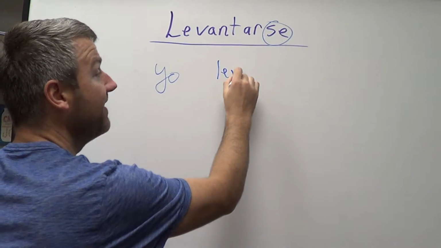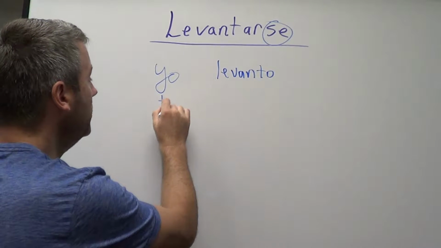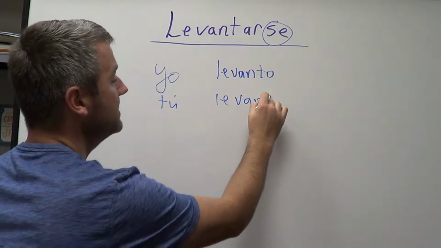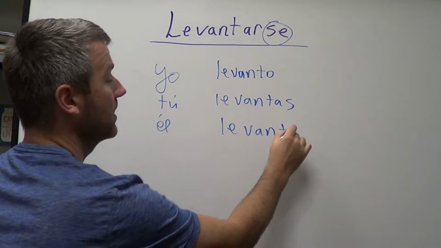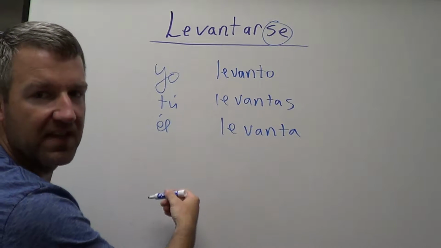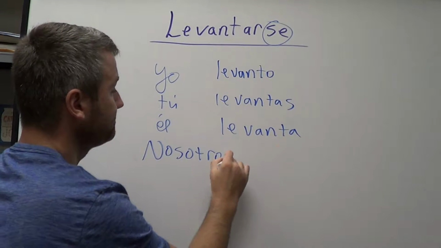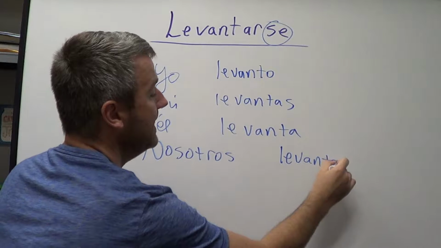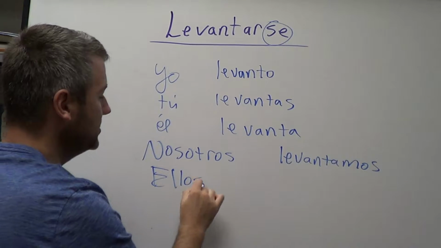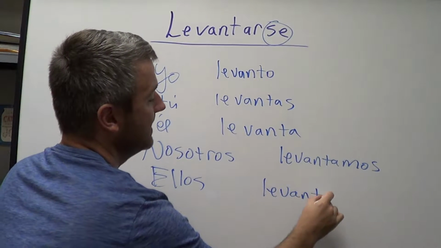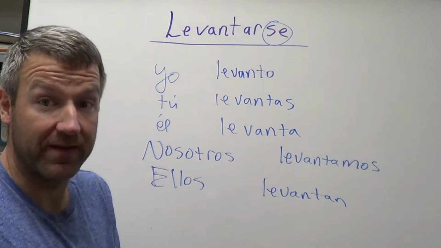Yo levanto. Okay? Just like any AR verb. Tú levantas. Él levanta. All right. I'm just going to put the nosotros and the ellos down here just for space, okay? So, nosotros levantamos, and ellos levantan. Okay. So the verb forms as we have them right there on the board, they're perfect.